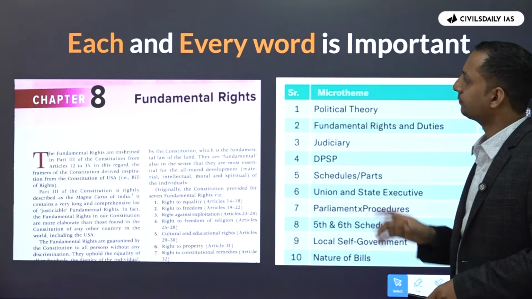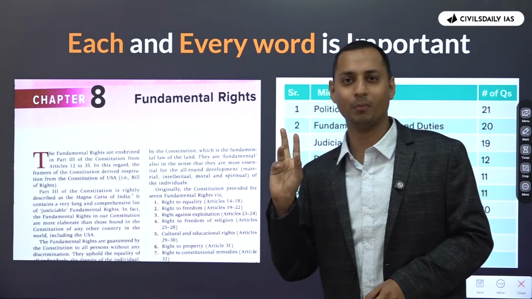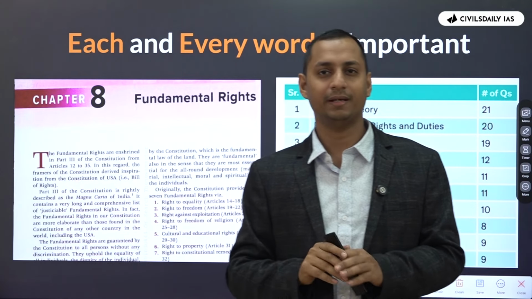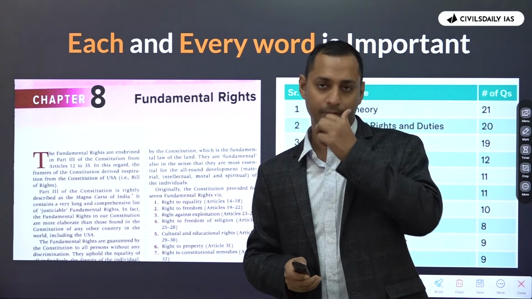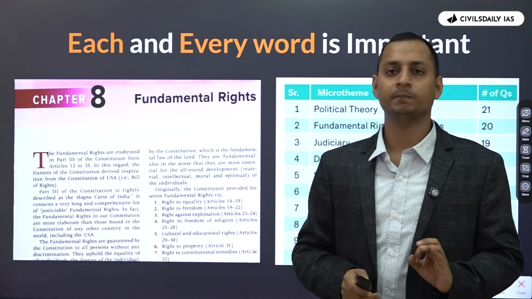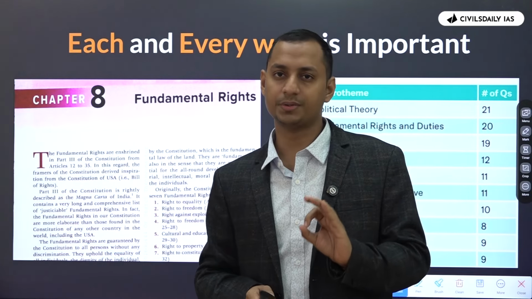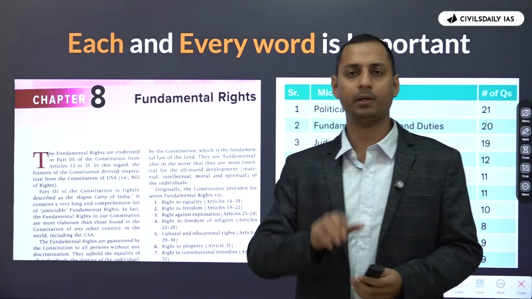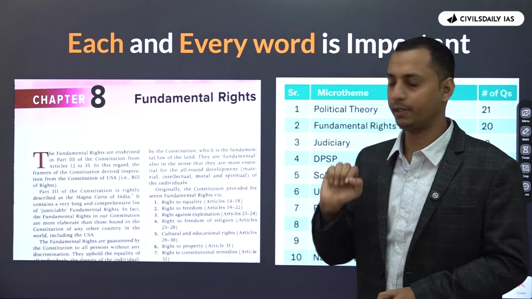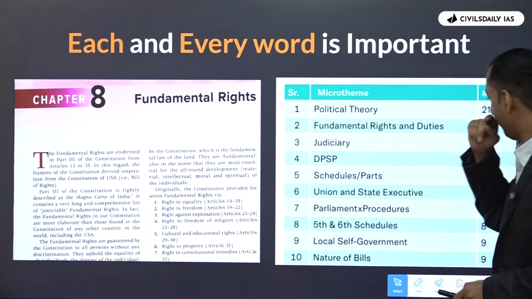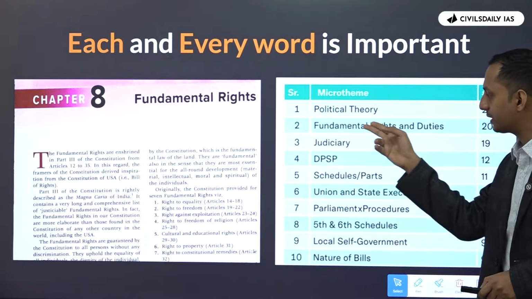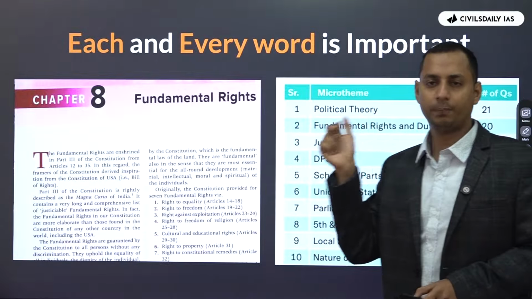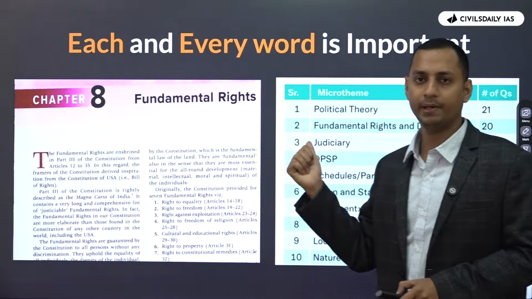Okay? Now, moving on to the most important topic here, which is the fundamental rights. Okay? Each and every word given in Laxmikanth is important here. There is no single word to skip, but let me tell you, there is one less important area that I'll tell you, but each and every word is important here. As you can see here, in fundamental rights and duties, 20 questions have come. So therefore, after Parliament, this is the most important area. Okay.